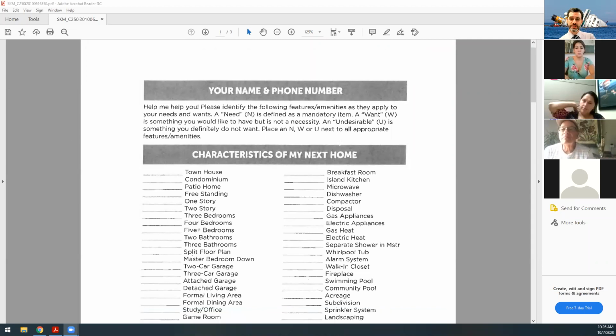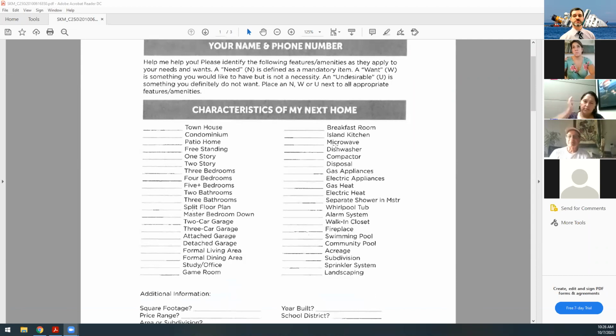So at the top of the screen, this is what you're going to give to your clients. This is the characteristics of your next home, and you can print this out. Now, you'll see at the top, if there's an N, it's a need. So next to townhome, you'd put N. If it's a W, it's a want. You want to have them fill this out. You don't fill this out, they do.